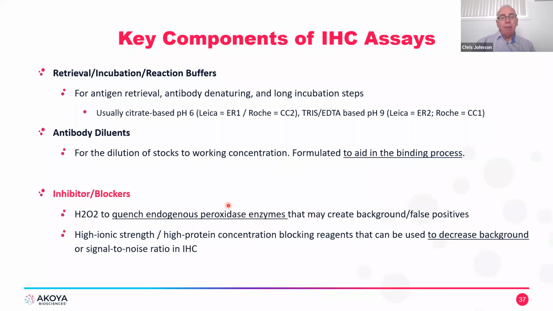And of course, keep in mind that some tissues are much worse with endogenous peroxidase than other tissues. Take a slice of my skin, which is quite old, I'm sure you'd find a hell of a lot of it in there. So it does depend upon where your tissue comes from. High ionic strength or high protein concentration blocking agents can also be used to decrease the background, and are highly recommended even for Opal.